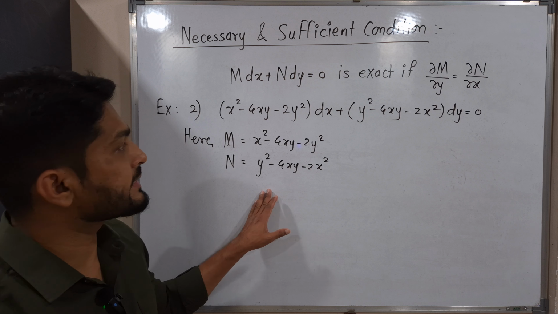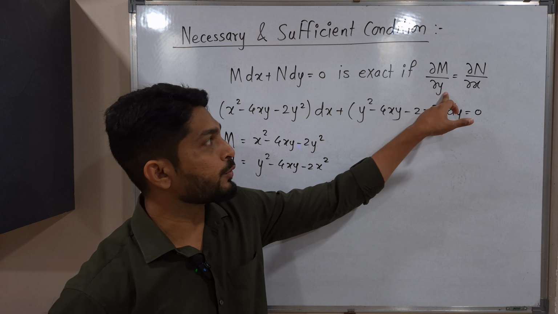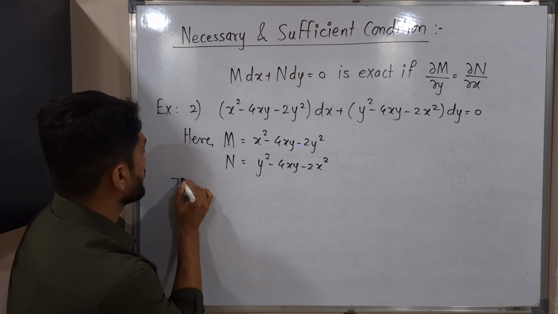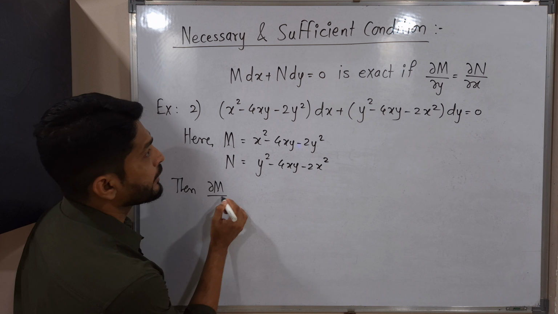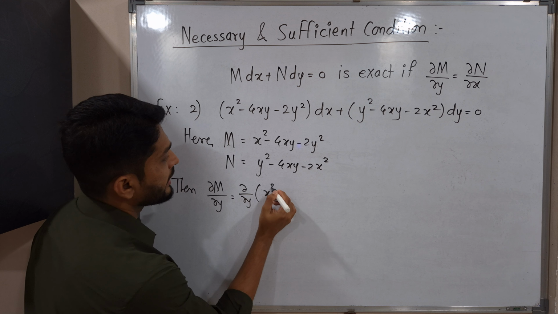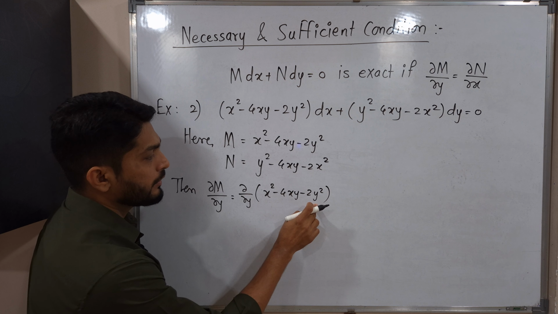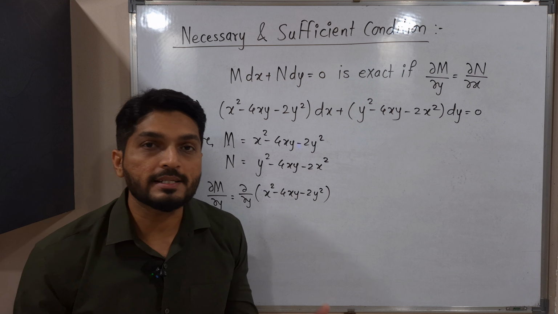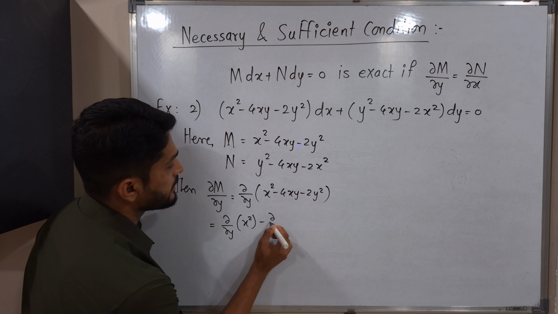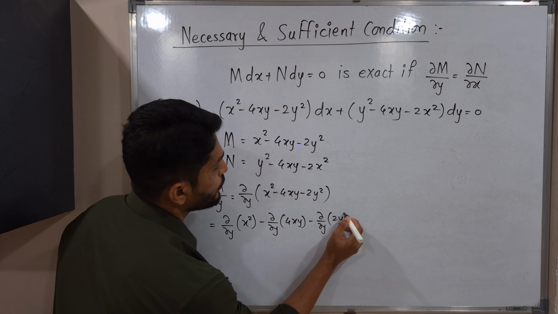Okay, so it is an exact differential equation if it satisfies this condition: the derivative of M with respect to y is the same as the derivative of N with respect to x. Let us check. I'm going to find the derivative of M with respect to y. Let us put the value of M, x square minus 4xy minus 2y square. There are three different terms separated by minus signs, so I can take separate derivatives: derivative of x square, minus derivative of 4xy, minus derivative of 2y square.